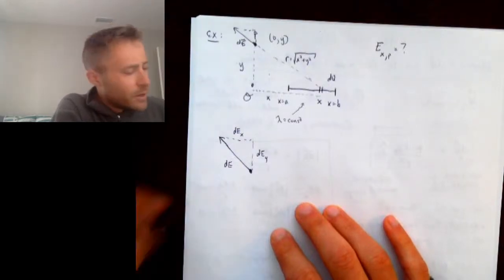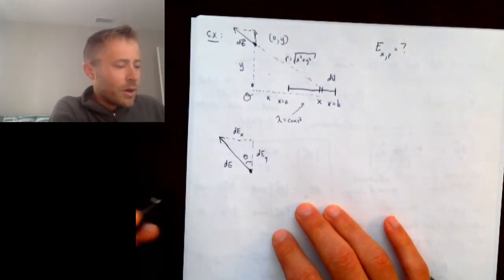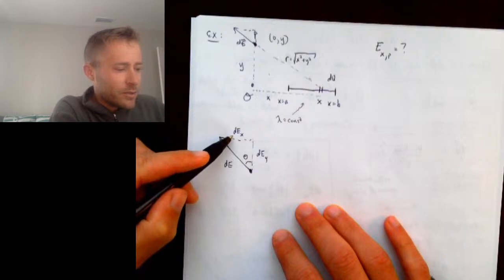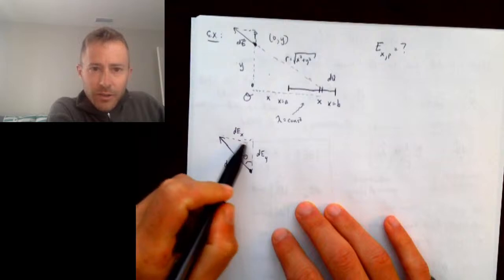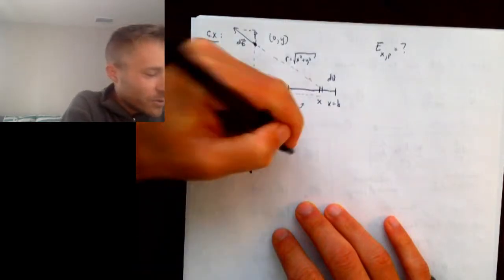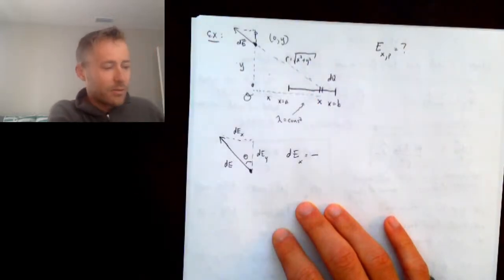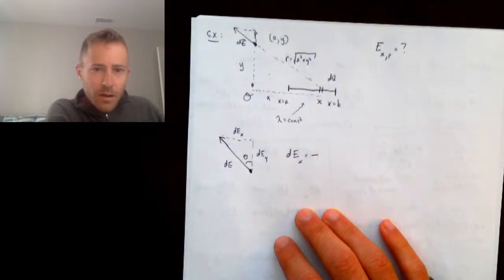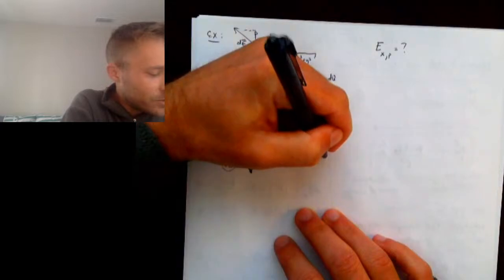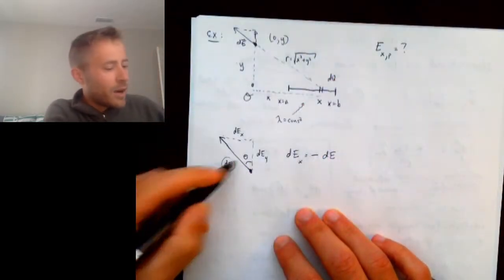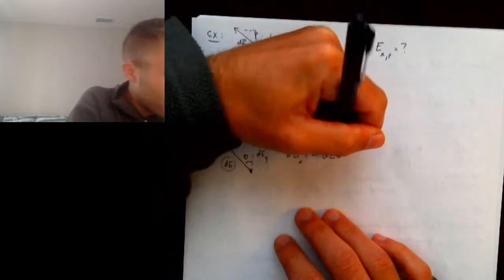And let's suppose that this angle is theta. So one of the things that is fairly obvious is that the x component of dE is going to point in the negative direction. So I have dE_x is equal to, it points in the negative direction, times this magnitude, which is dE, times the sine of theta.